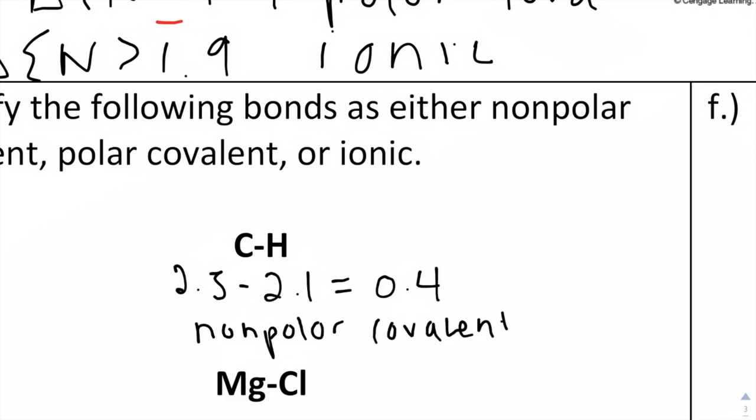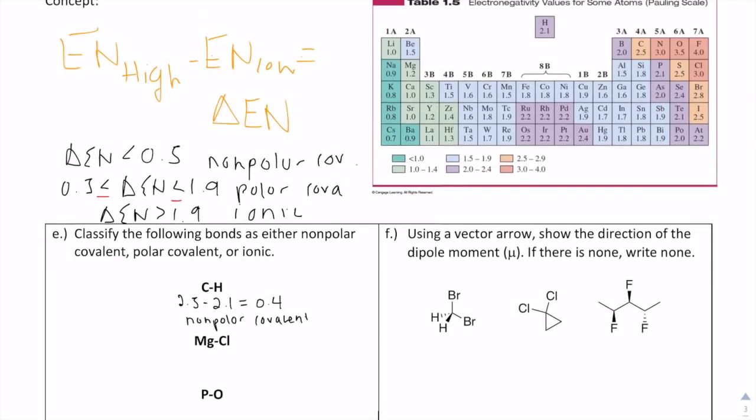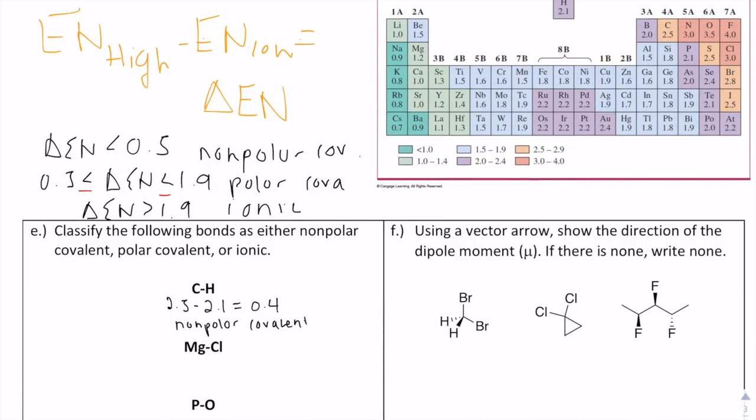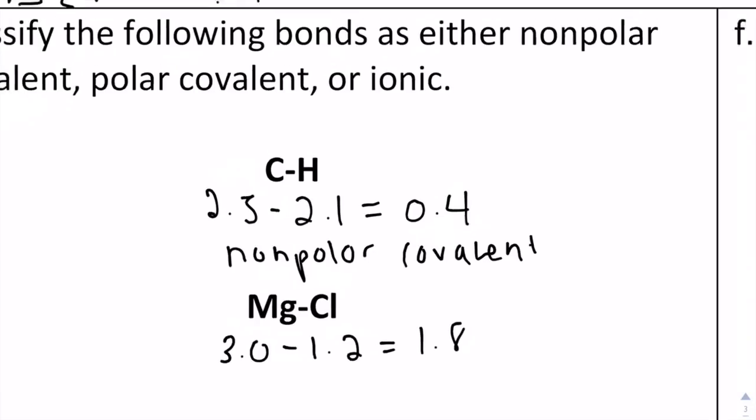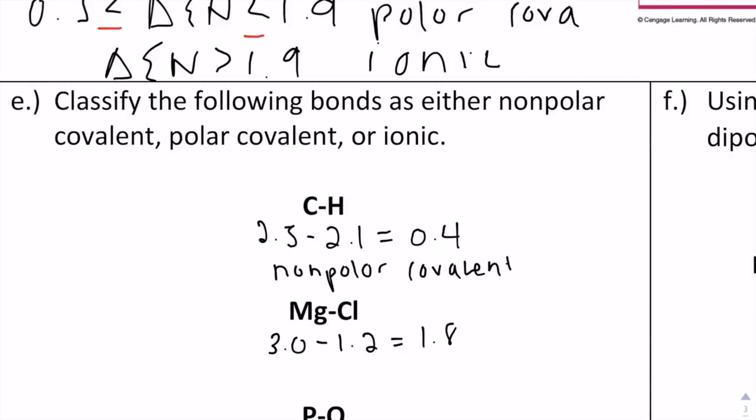Okay, let's do magnesium and chloride. Magnesium is going to be 1.2, and chloride is going to be 3.0. So 3.0 minus 1.2 is going to be 1.8. So 1.8 is a little bit less than 1.9, so that's going to be considered a polar covalent bond.